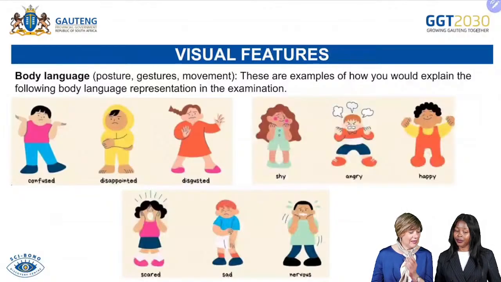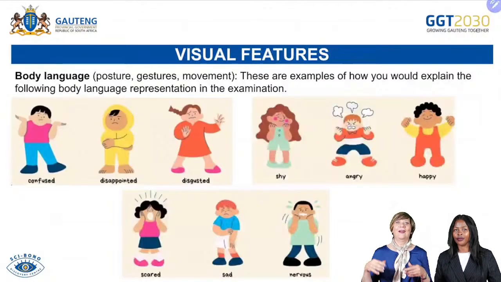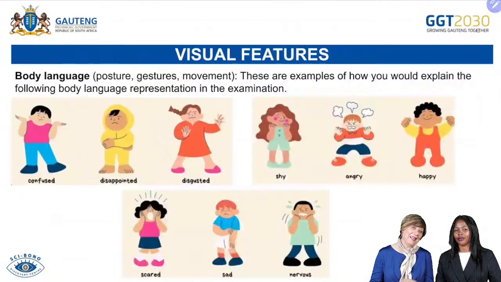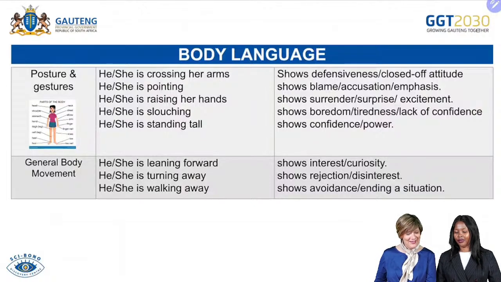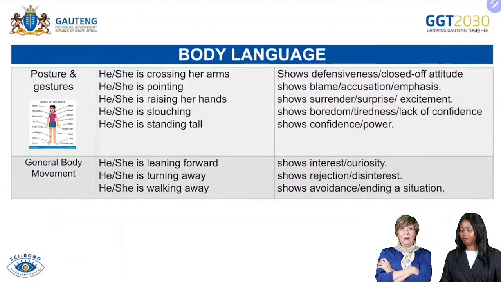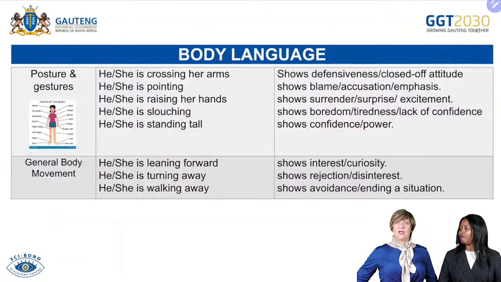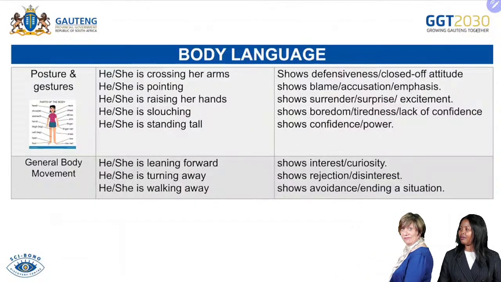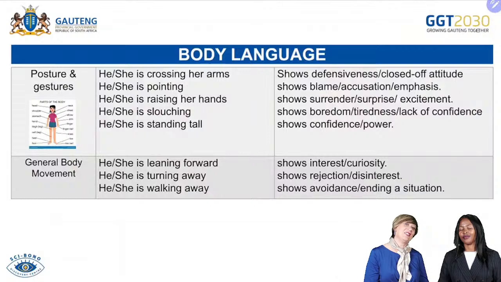No, absolutely. So again, as she said, make sure you focus on what the hands are doing, what the body is doing, and what the feet are doing, and tell us exactly what you see. So again, we've got some examples for you here. The moment somebody crosses their arms, that shows a closed off attitude. They're not interested, right? But if you're raising your hands, there's excitement or surprise. Somebody standing tall is obviously confidence and power. Exactly. But if you're turning away, that's rejection or disinterest. So make sure you focus on the detail first.